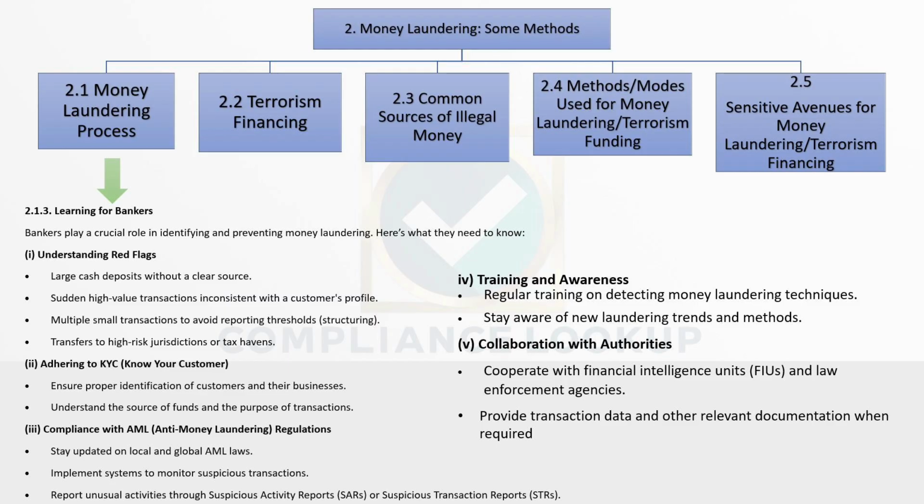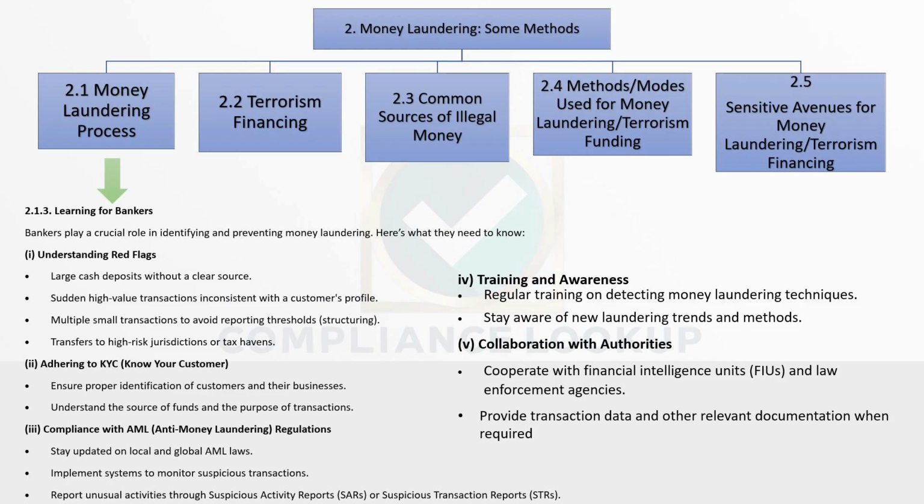Collaboration with authorities: bankers should cooperate with financial intelligence units (FIUs) and law enforcement agencies by providing data and documents as needed. For instance, if law enforcement is investigating an account linked to terrorism financing, the bank must promptly provide transaction records or other requested information.